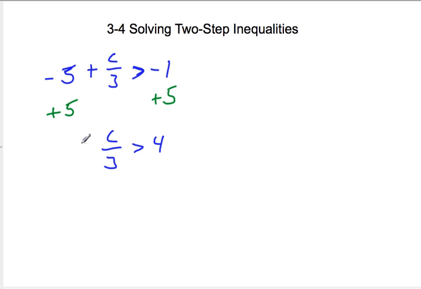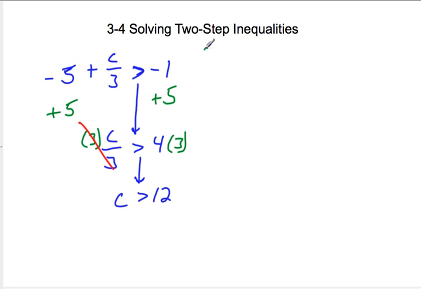Now we can get rid of this division by 3 by multiplying both sides by 3. And so after some Fruit Ninja work here, we end up with c is greater than 12. Notice the sign stayed the same every time because we did not multiply or divide by a negative number.